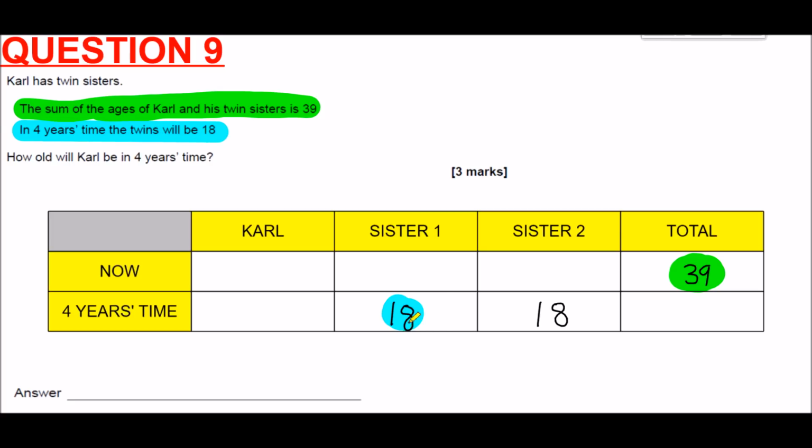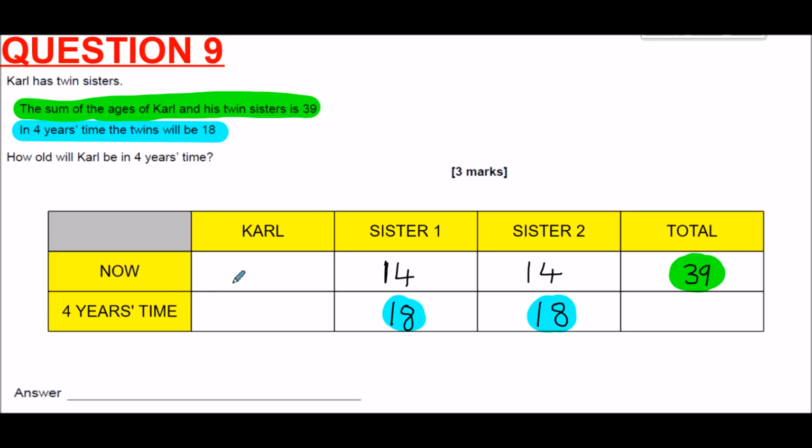So just going to highlight this bit of information. And so we can work backwards. If in 4 years' time they'll be 18, right now they'll be 4 years younger than what they will be in 4 years' time. And so 18 take away 4 means that right now each sister must be 14 years old. So that in 4 years' time, yeah, they will be 18, but right now they're 14.